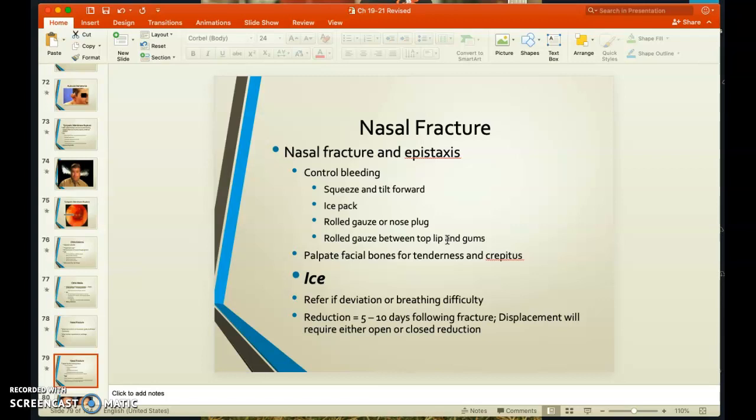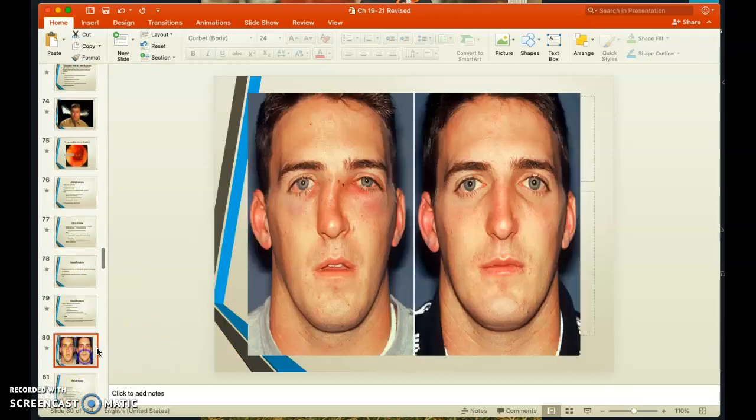With a suspected nasal fracture, always, always, always stop the bleeding first, then try and look for the fracture. If they have that deviation or breathing difficulty, immediately refer. Otherwise, they can be seen the next day. And typically, most physicians won't actually reduce until 5 to 10 days after. So that's what I mean by that deviation.